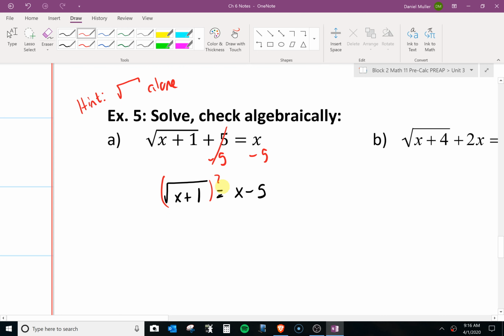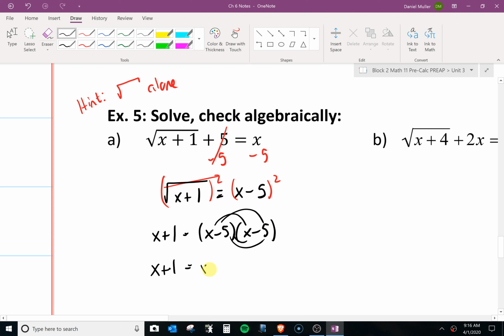Now I can square it, and I can square it. And that cancels out, leaving me with an x plus 1. However, the x minus 5, when you square something, means that you have to multiply it by itself. So x minus 5 squared means x minus 5 times x minus 5. And for that, you're going to need to FOIL. We need to expand this.